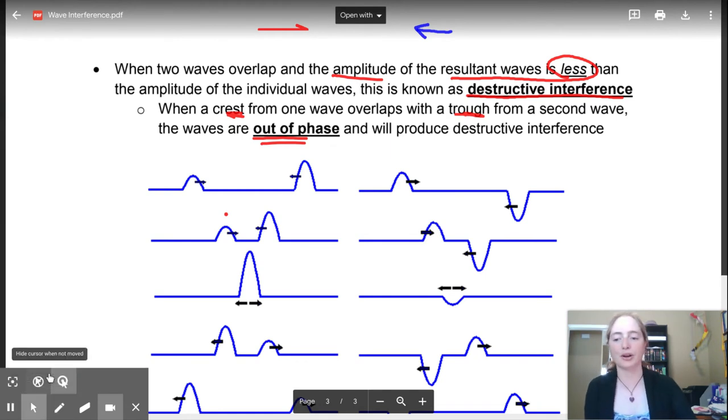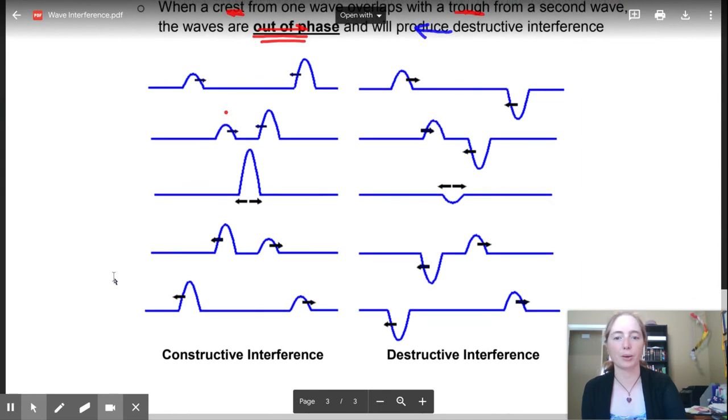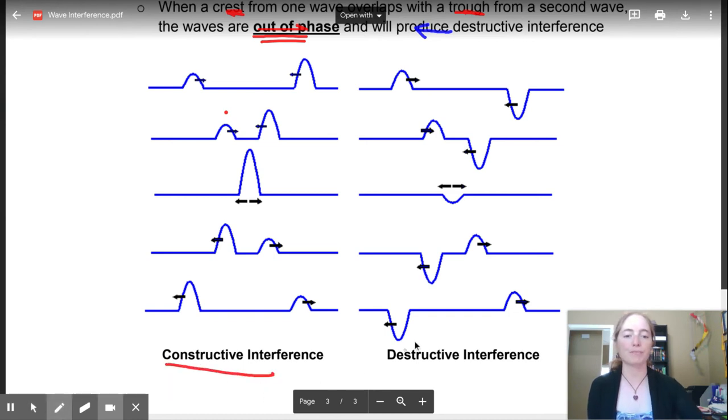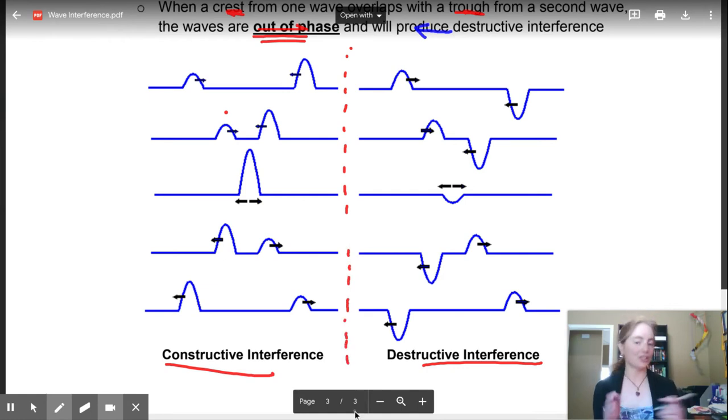All right. So, ladies and gentlemen, we're going to be looking at a couple of examples of both constructive and destructive interference. This column here on the left is our example of constructive interference, and this column here on the right is an example of destructive interference. I'm going to put a little dotted line down here so it's easier to separate the two sets of waves.